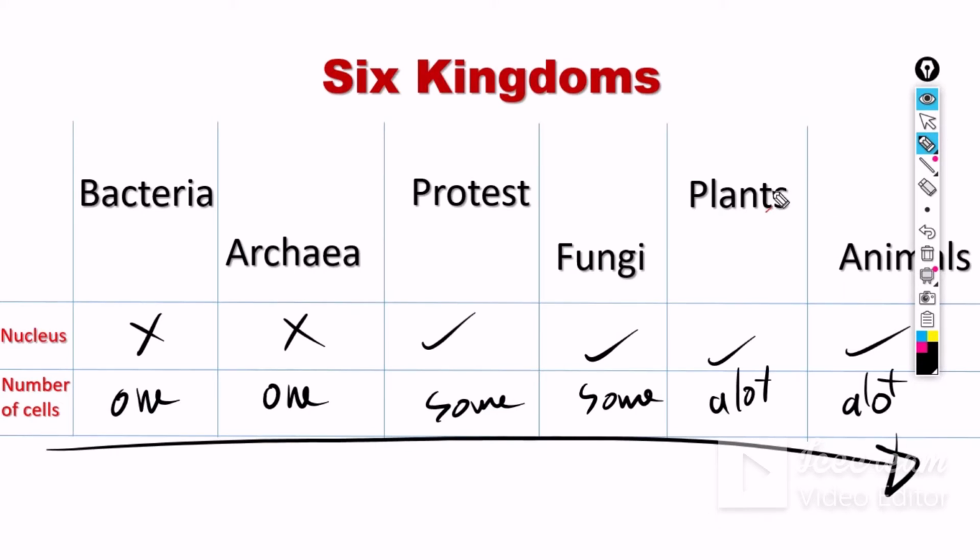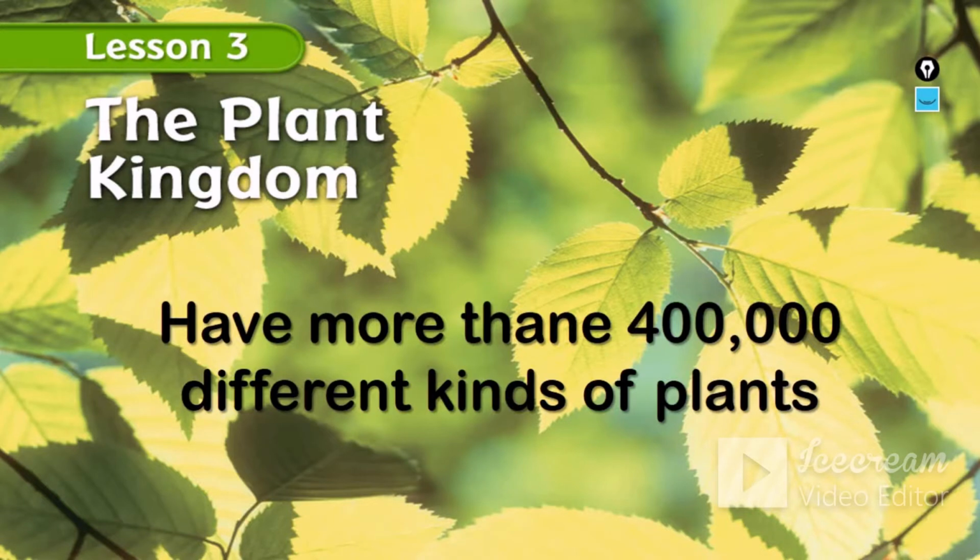Today we'll focus on the plants. What about the plant kingdom? How will the scientists classify them? How many plants do we have? We will speak about that more. As you know, we have more than 400,000 different kinds of plants. We have a lot. How can the scientists classify them?